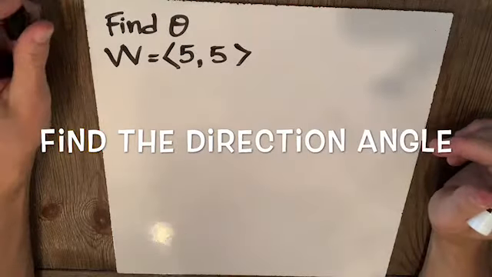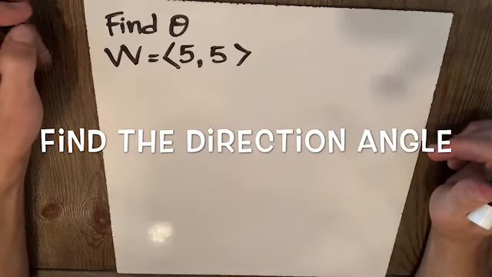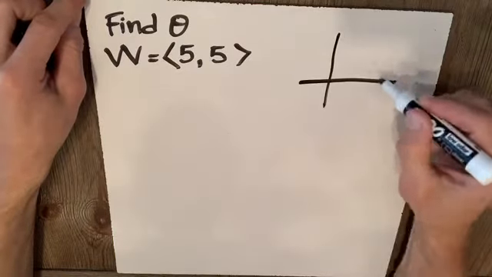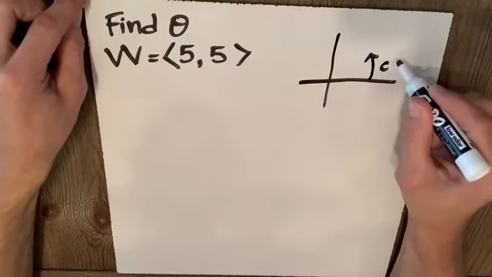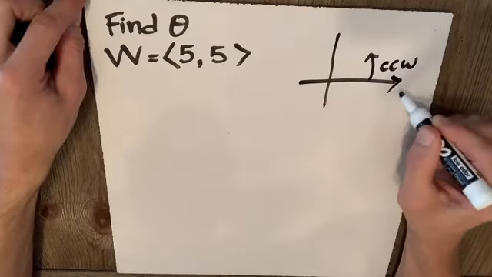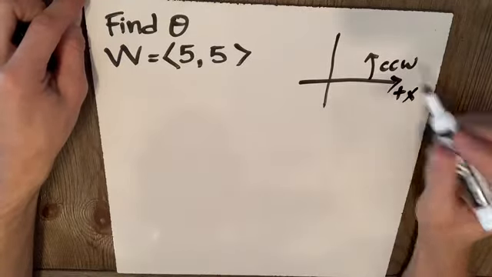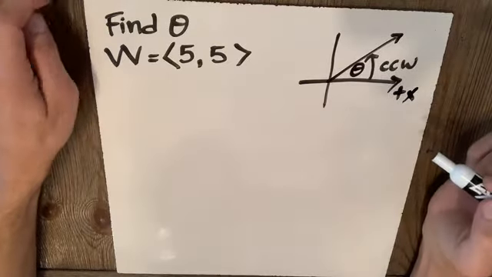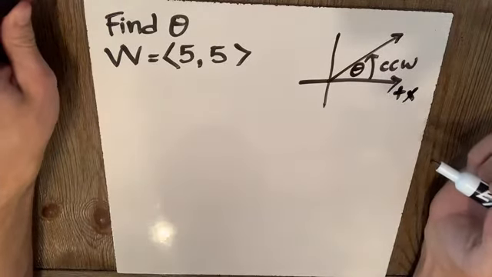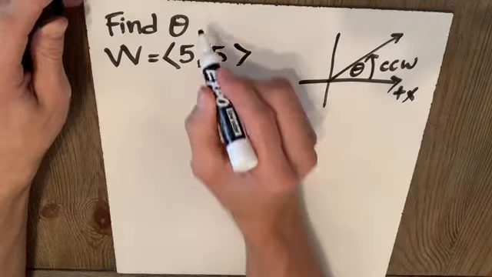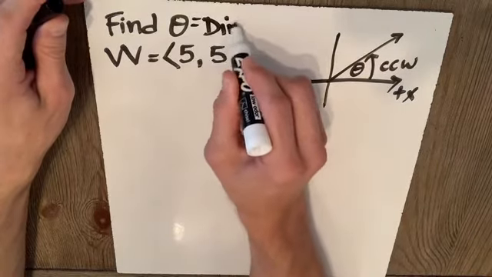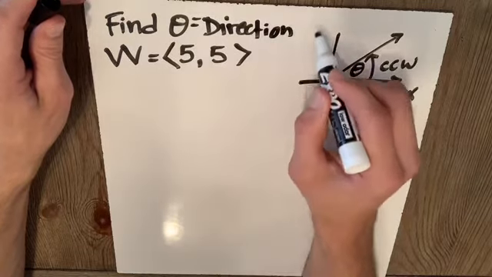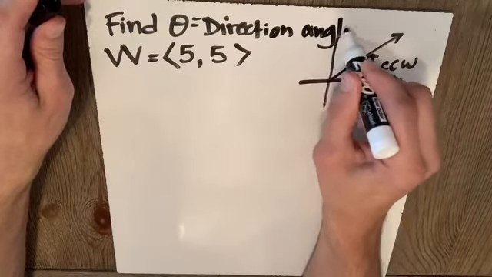When we're talking about polar form, we might sometimes want to find our directional angle theta. Now, what are we looking for here? We're looking for this counterclockwise angle from the positive x-axis. That is our theta. That's always going to be our theta, the one that works in this formula. We call it the directional angle. So I can write that for you. That's what we want to find, the direction angle.